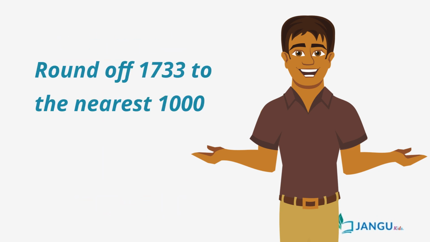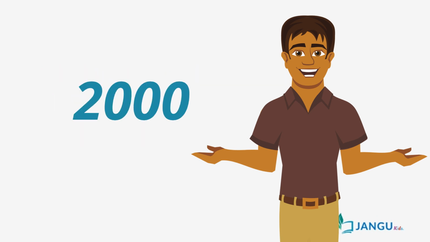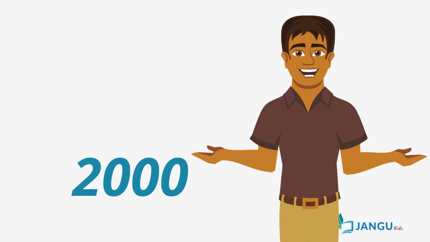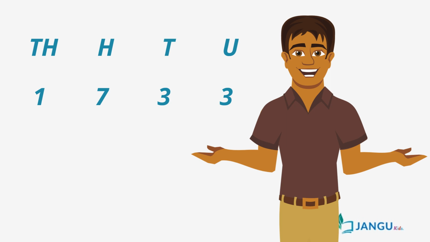One more example. Round off 1733 to the nearest 1000. Our answer will be 2000. Why? Because the digit that comes after the digit occupying the 1000th position is more than 5. Hence, we rounded it up to 1 and added that 1 to the digit occupying the 1000th position, which makes 1 become 2 and add zeros after it, hence our answer of 2000.